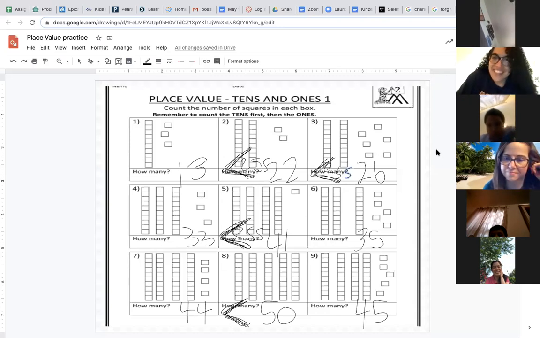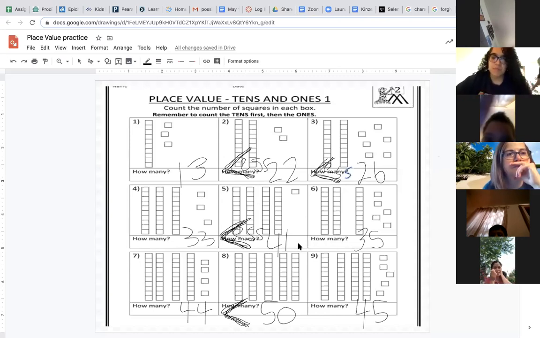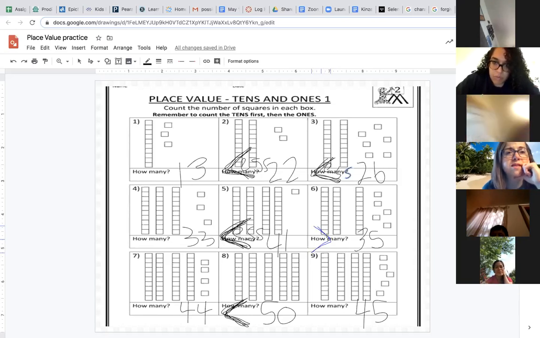Yair, are you there, buddy? Yes. Can you help me with 41 and 35? We're comparing those. How many tens does 41 have? 4. How many tens does 35 have? 3. Now, Yair, if these were cookies, which one would you rather eat? 41. We're going to eat up 41.